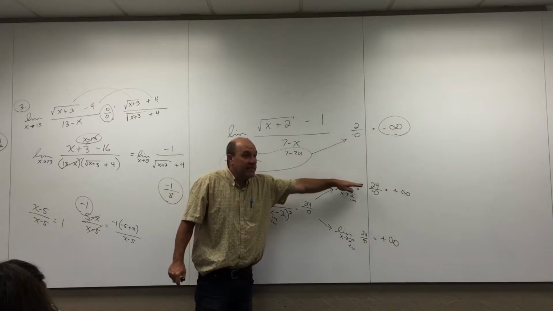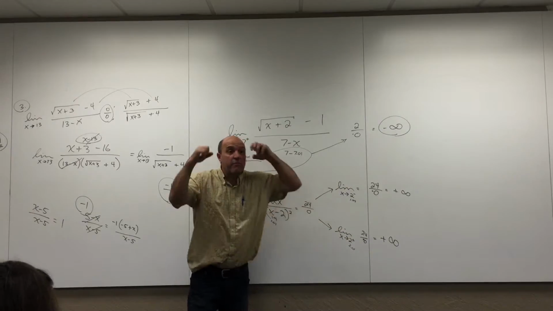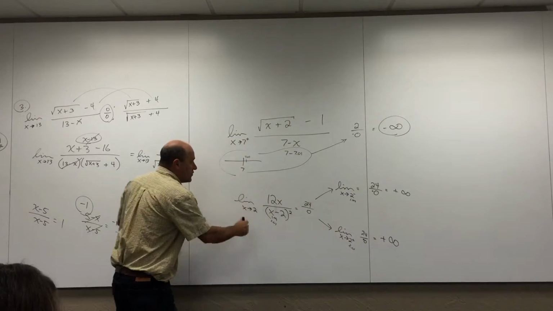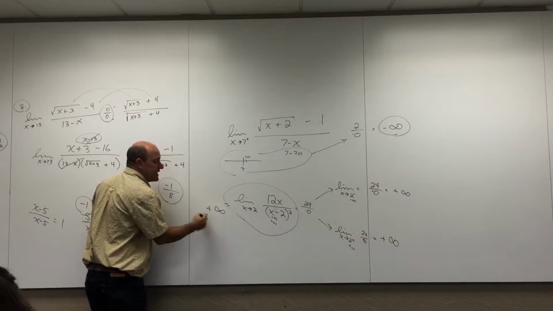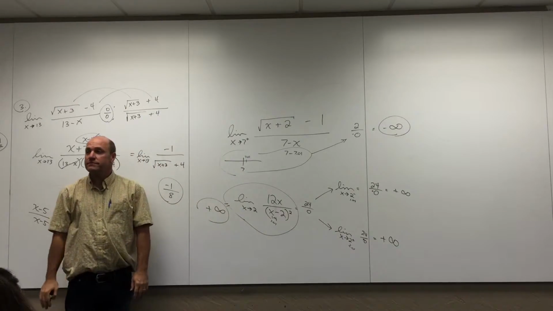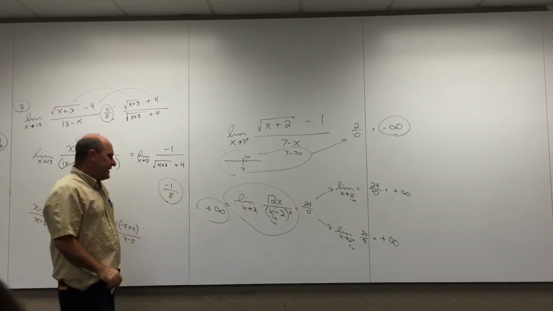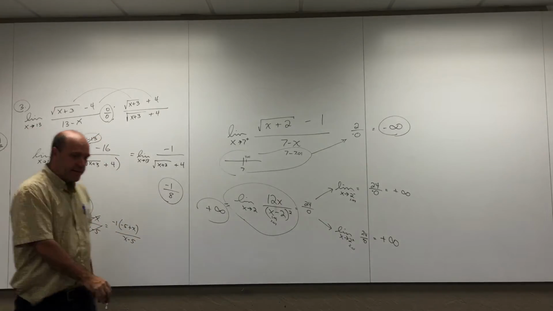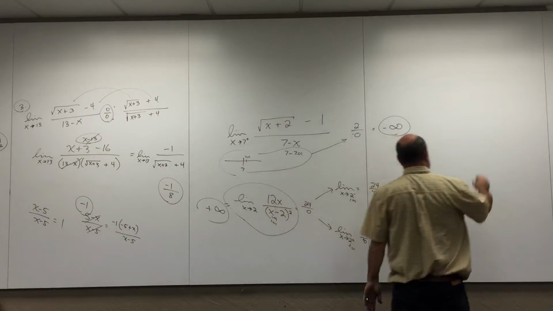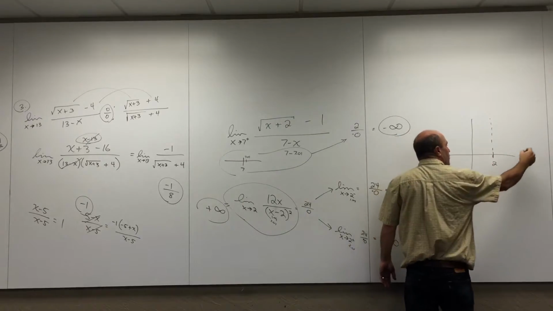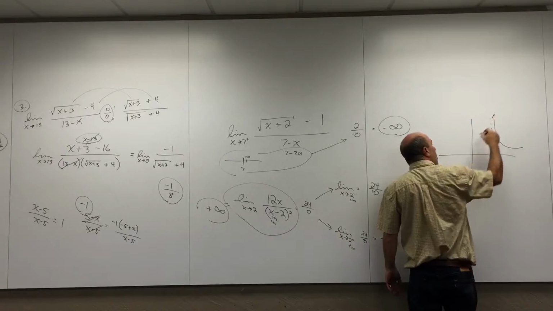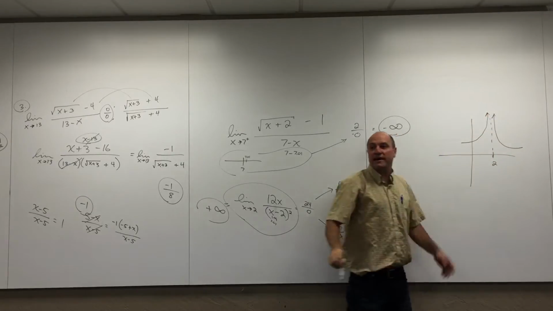So we got an answer from the left and an answer from the right that are both positive infinity. What do you say about this answer? I would say that its graph looks like that. It's got an asymptote at 2, and when you approach it from the right or from the left, they're both going to positive infinity.